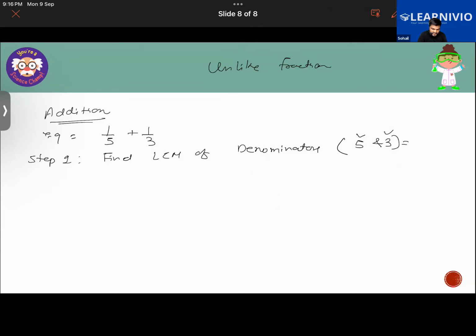But when we go by the process, it is this: 5 and 3. 1 5 is 5, 1 3 is 3. So the LCM will be 1 multiplied by 5 multiplied by 3. That will be 15, as simple as that.